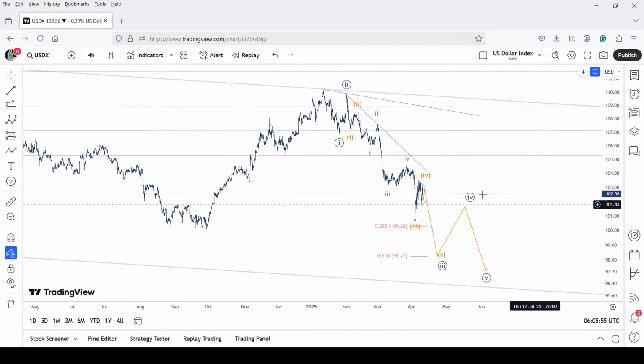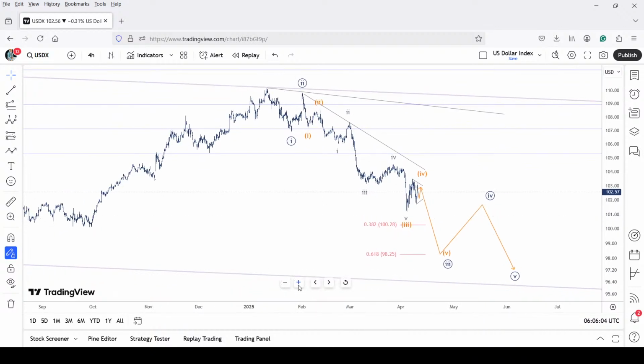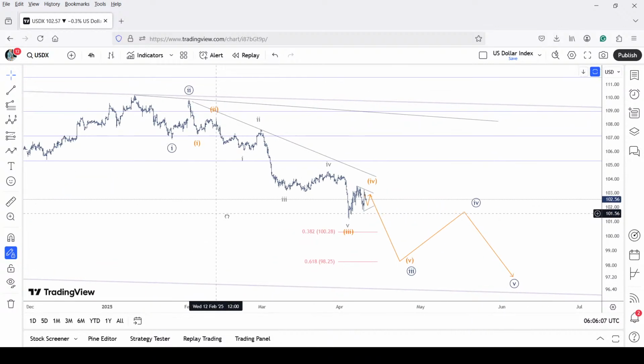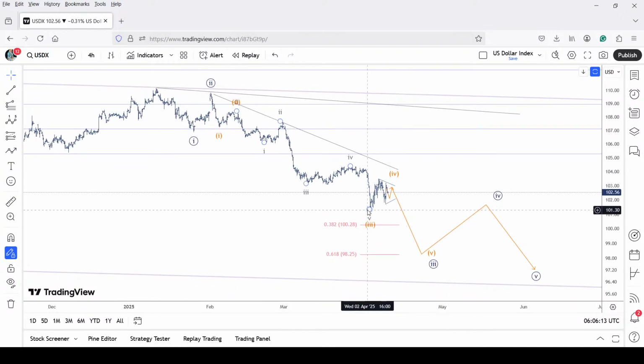Now this portion, let me try and zoom in a bit for a better view. I think it's better now. So what we are seeing right now is a potential A, B, C, and wave D is unfolding right now, 102.56 already, and then we could see one more rally towards wave E to complete this potential wave 4 triangle, orange, that is of the minute degree.